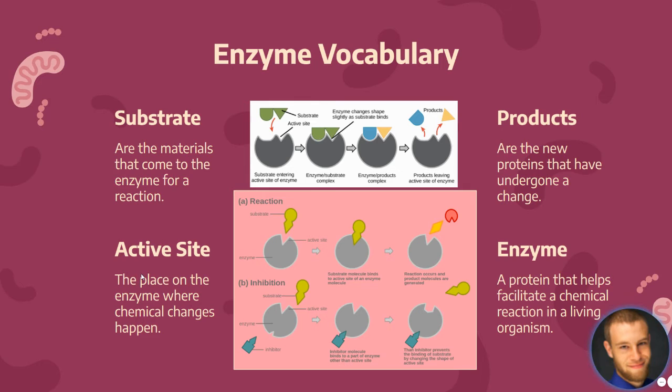The active site is the place on the enzyme where the chemical change happens. So in these pictures here, you see that there's a little hole in the circle. That's where the active site is. That's where things are going to happen.